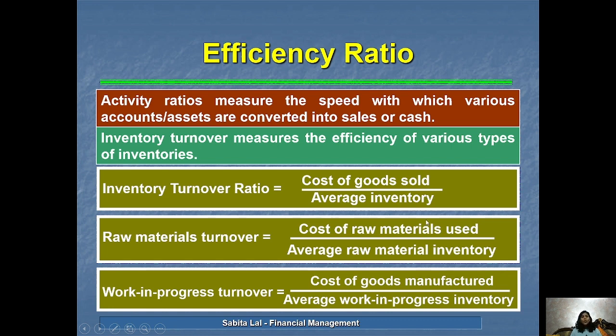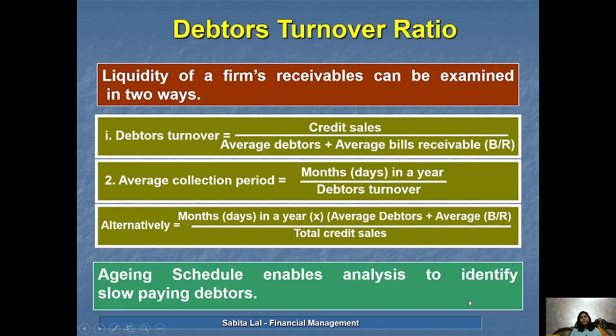This will give you total current assets, and then your creditors and whatever you are paying, all of that is your liability, and if you subtract it, you will get your working capital. Raw material turnover means the cost of raw material used divided by average raw material inventory, and work in progress is the same thing: the cost of goods manufactured by average work in progress inventory.